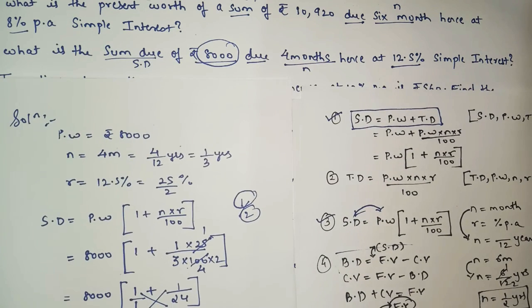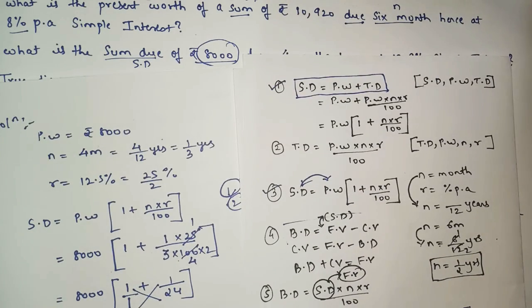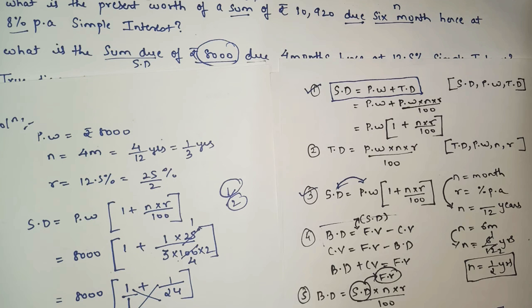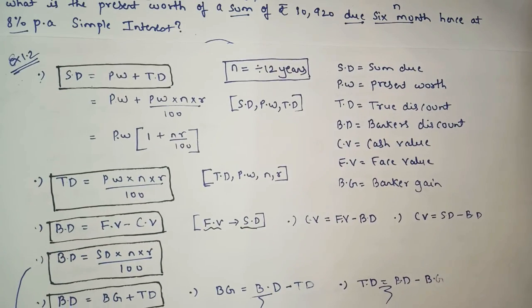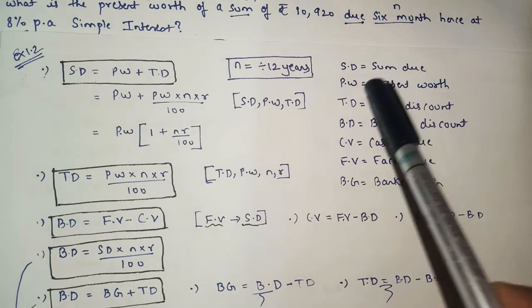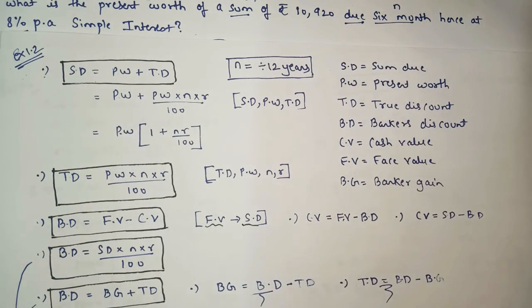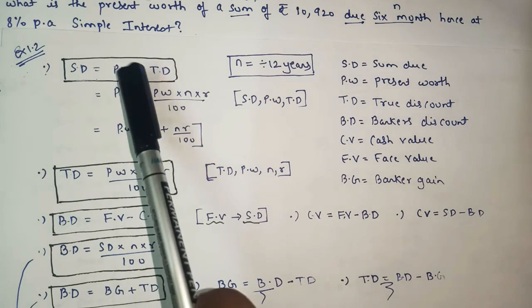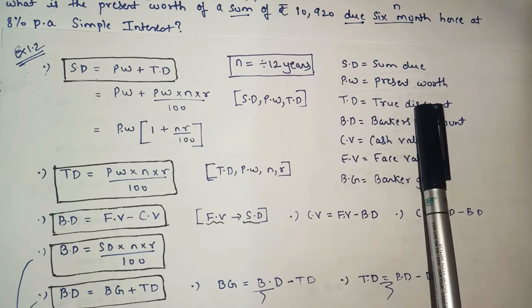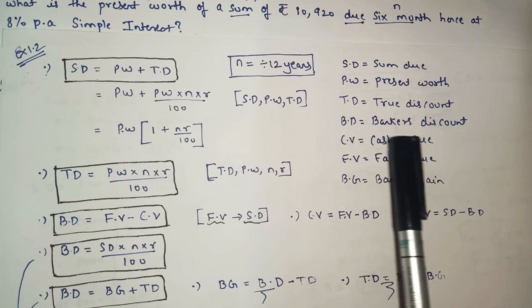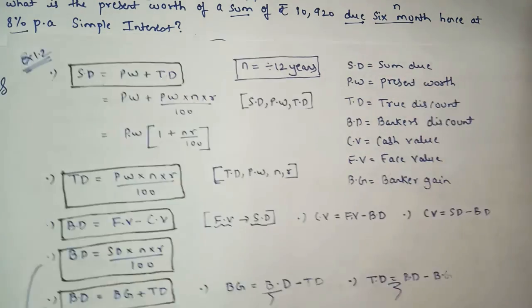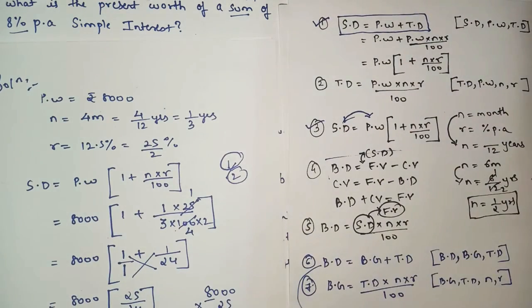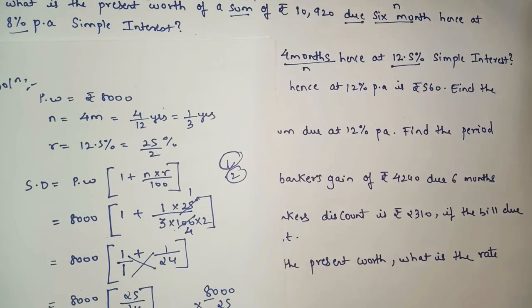I hope you all understood the first two sums as well as the concept based on the second exercise. And out of the two exercises, remember the second exercise will play an important role in the board exam. I hope you all understood all the concepts which I explained in this video lecture, even the meaning of the words. The full form of SD is what? Sum due. PW is present worth, TD is true discount, BD is banker's discount, CV is cash value, FV is face value, BG is banker's gain. Here I explained everything, how you got and how to generate the formula. We took two examples.